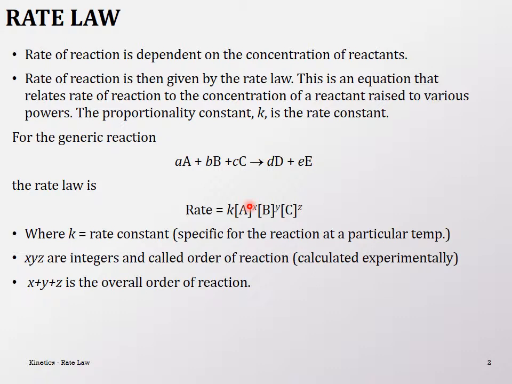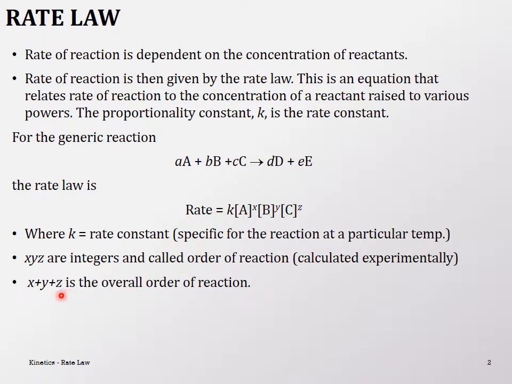x is called the order for A, then y is the order for B, and then z is for C. So you can have any number of reactants. If you just have one, then you only have x, or y, whatever it is. And if you have only two reactants, then of course you just have the two orders over here. So these will let you know how the concentration is affecting the rate of the reaction. And this is called the order of reaction in a way.